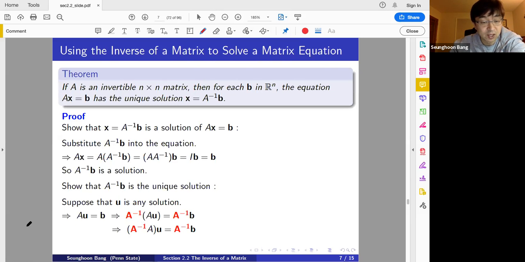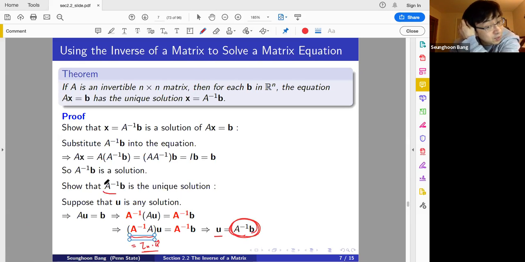This portion is changed. Like this. Next, inverse A times A is exactly I, right? This is the same as I times vector u, and I times vector u is just vector u. Vector u is exactly the same as inverse A times b. This is the unique solution. So this is the whole idea.